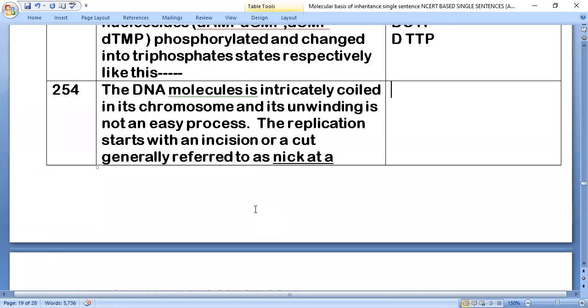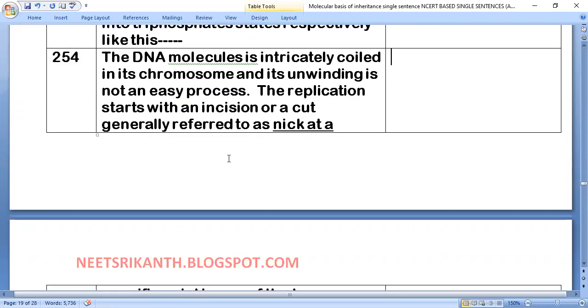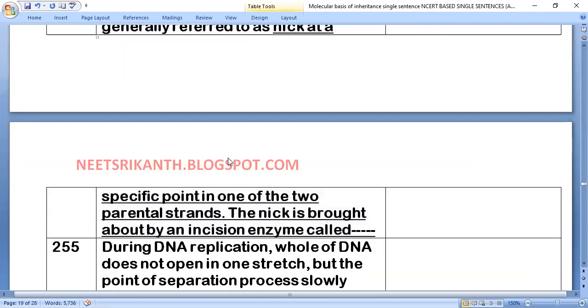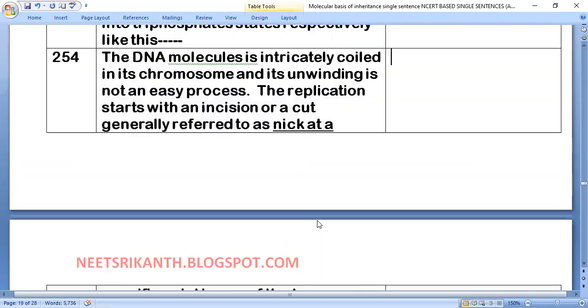The DNA molecule is intricately coiled into a chromosome and its unwinding is not an easy process. The replication starts with an incision or cut, generally referred to as a nick, at a specific point in one of the two parental strands. The nick is brought about by an incision enzyme called topoisomerase.